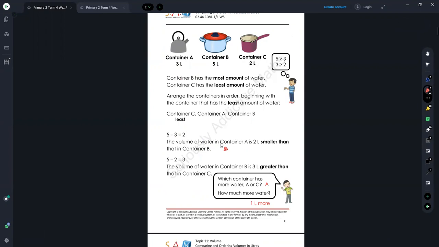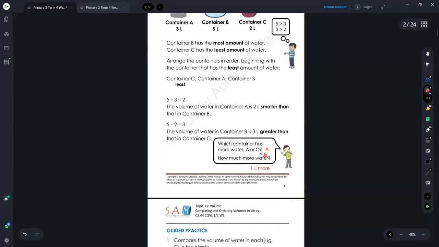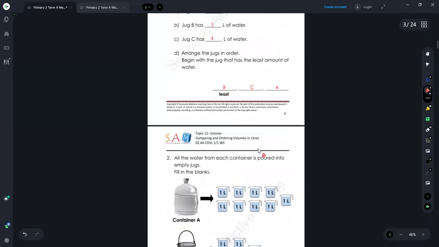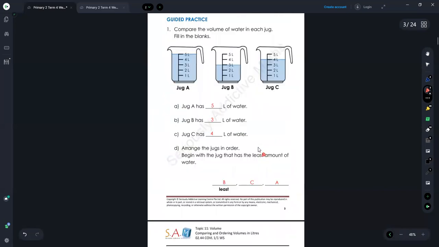Okay. Now, the other way is true as well. If we turn around instead and ask, the volume of water in container B is how much greater than container C, same thing, right? You take the greater volume minus the smaller volume. And so you can say B is 3 liters greater than container C. So it's actually quite straightforward, right? For this kind of question.